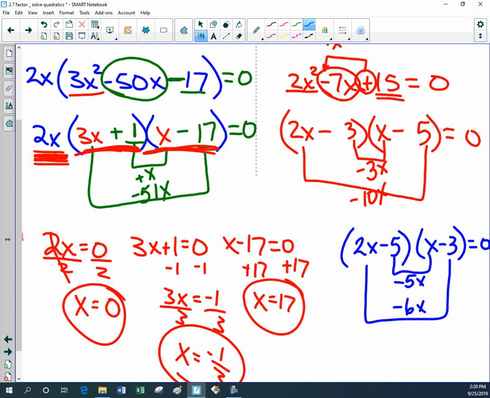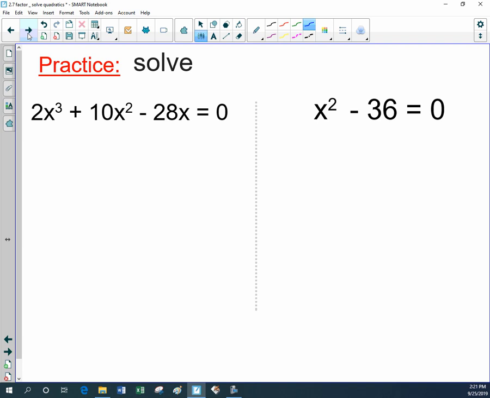Okay, on occasion we're going to end up with a problem where it doesn't factor, and if it doesn't factor, then the end result is that there's no real solution. So this example, no real solution because we can't factor it. There's no combination of factors that would work to give us the correct factorization.